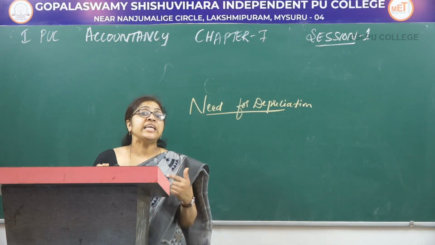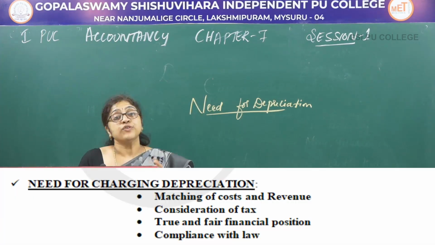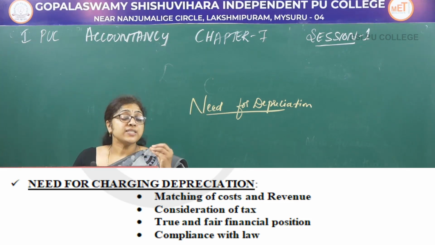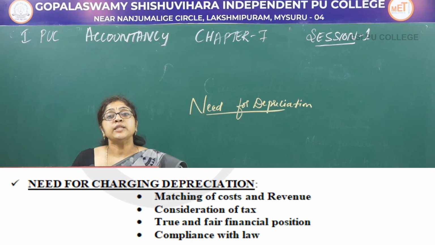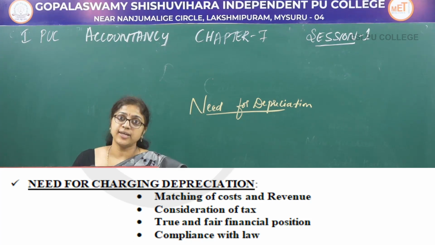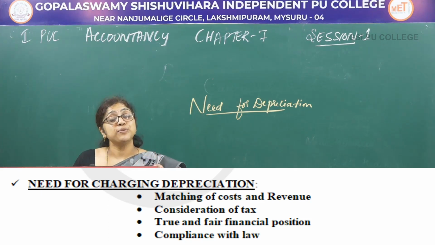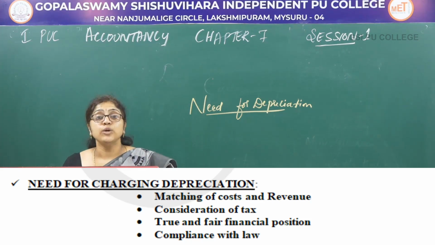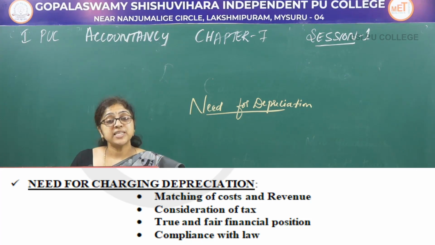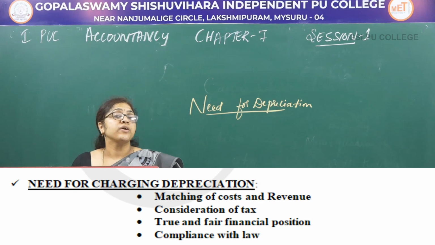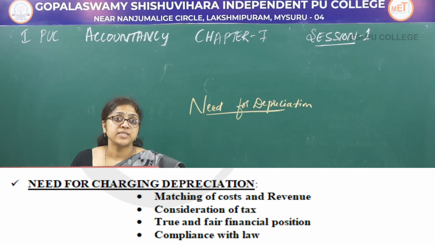Next one, need for depreciation. First one is matching of costs and revenues. The fixed assets in the business operation are used in the earning of revenue. Once the asset is put to use in the business, it loses its value. If depreciation is not charged, the profits are overstated in the final accounts of the organization. That's why we should calculate the depreciation.